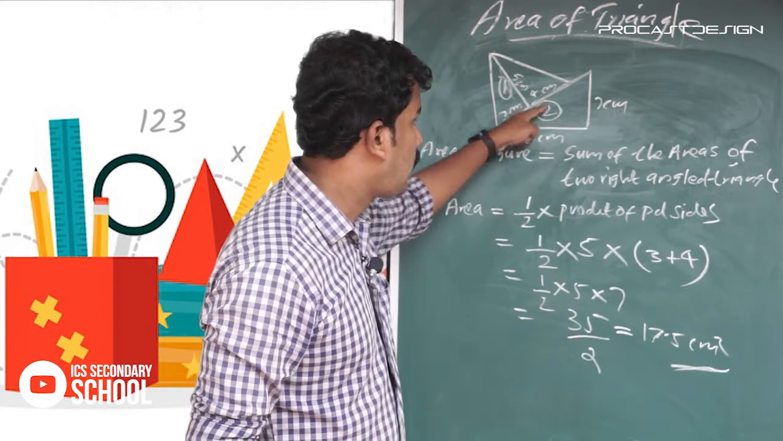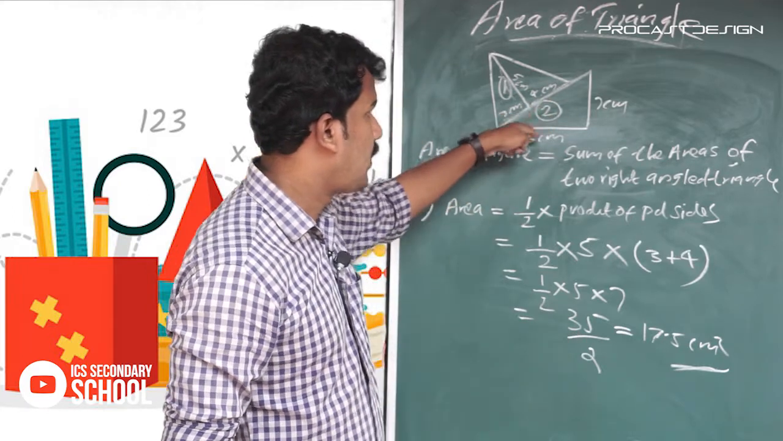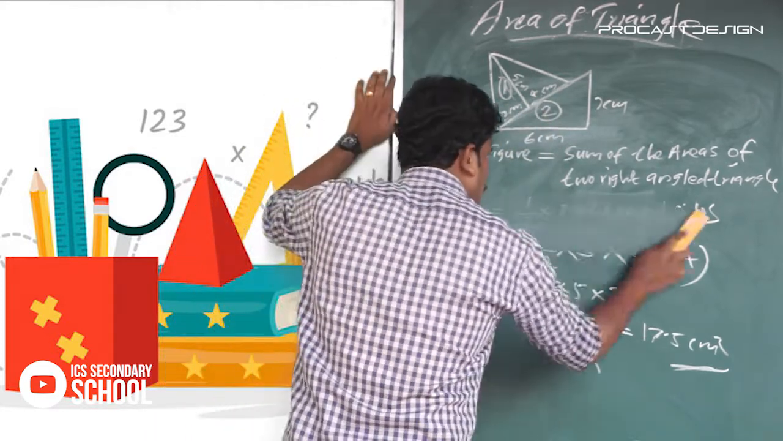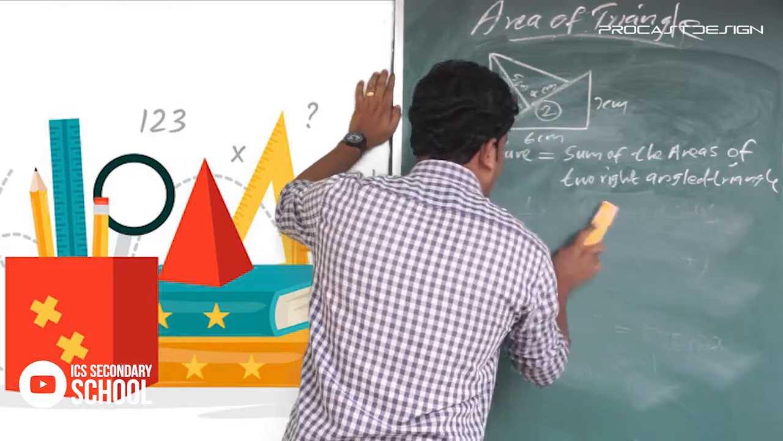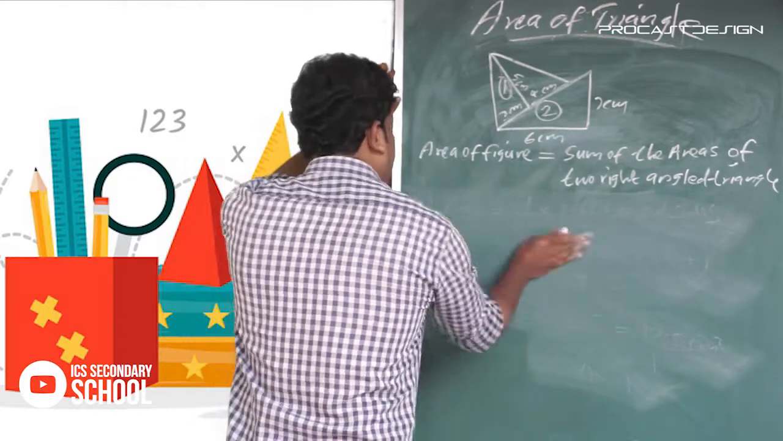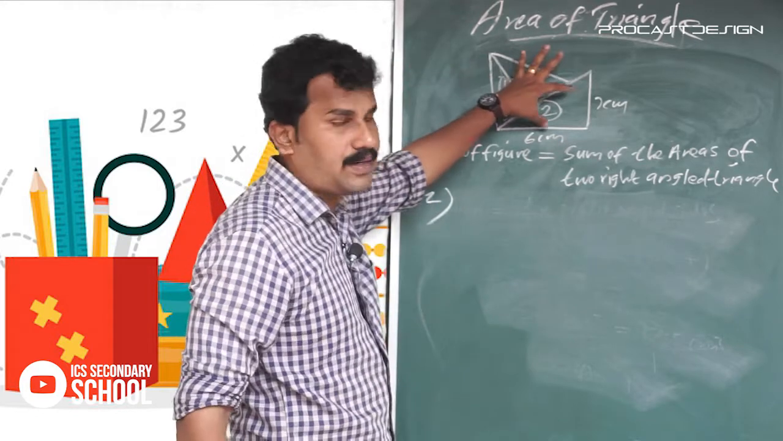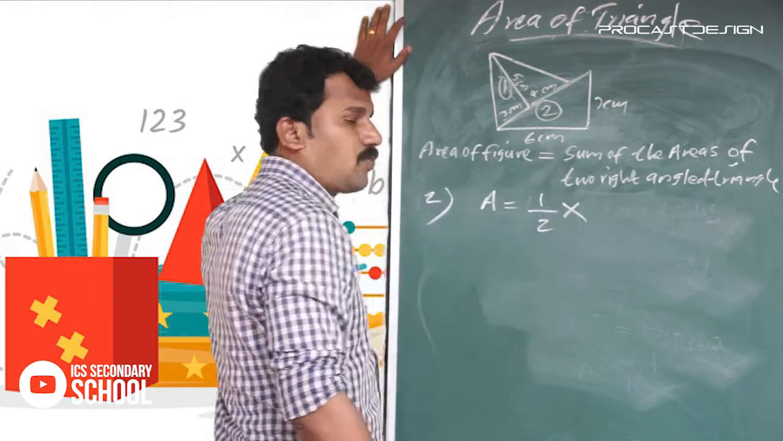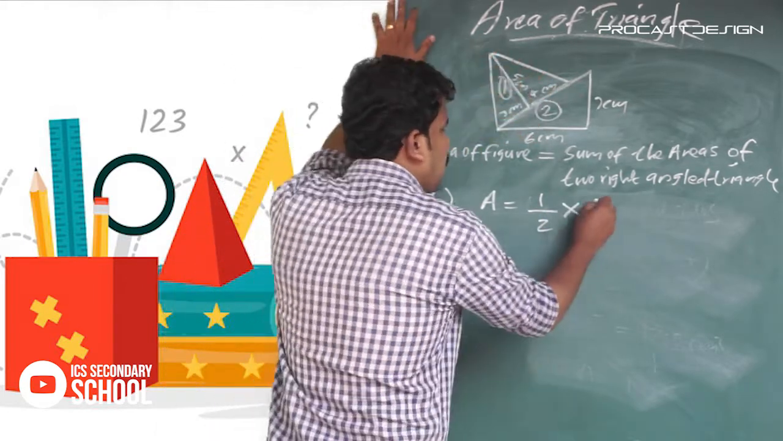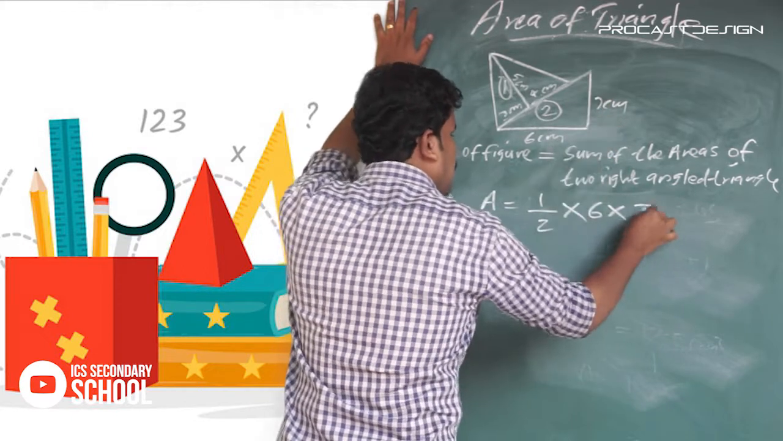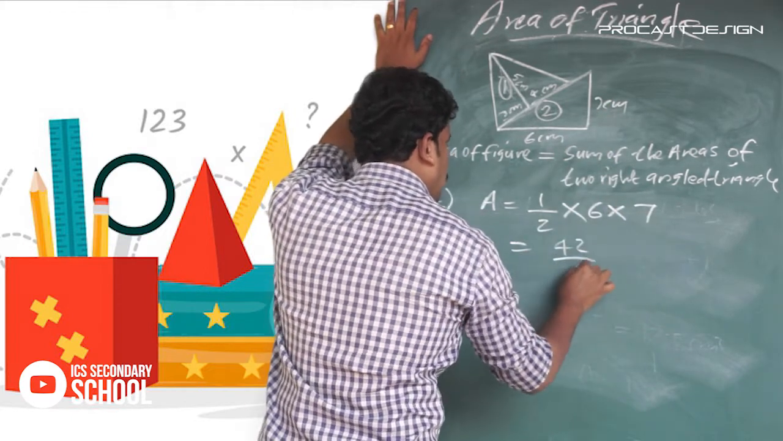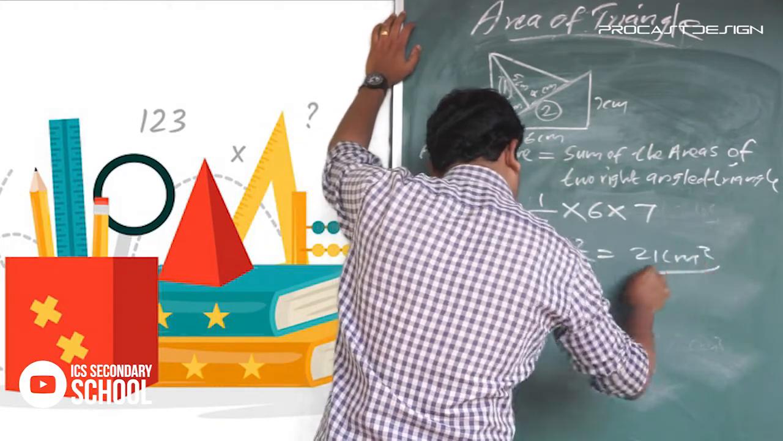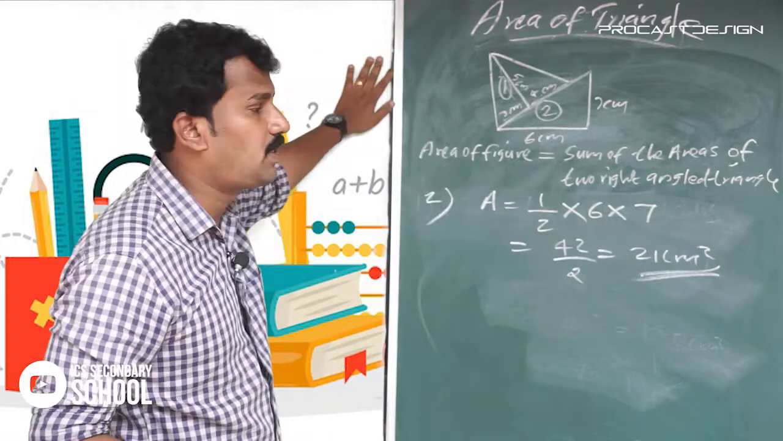Then next we calculate the area of the second right angle triangle. Look at this second right angle triangle: area is equal to half into the product of the perpendicular sides. Here this side is 6 centimeter and this side is 7 centimeter, that is 42 by 2, which means 21 centimeter square.